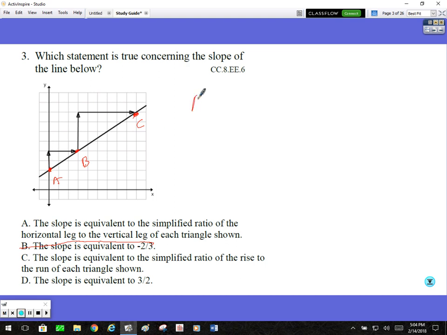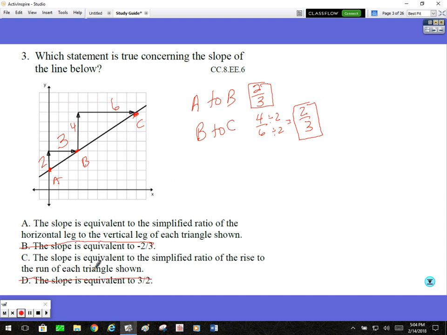So if I go from A to B, let's find the slope of the hypotenuse, or the slope of this line between A and B. Well, my rise is 2, my run is 3. So I have a rise of 2, run of 3, and since I went to the right, my slope is positive. So it's +2/3. Well, if I went B to C, the same concept, 1, 2, 3, 4, 1, 2, 3, 4, 5, 6. So 4 over 6, and I can reduce that by dividing both of them by 2, which gives me 2 over 3. So both of my slopes are 2 over 3, which kind of eliminates this one.